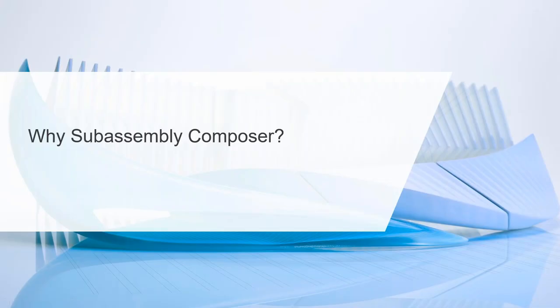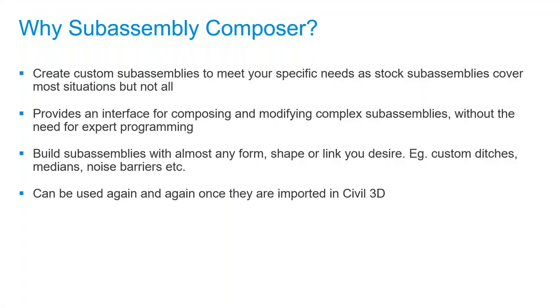So why Subassembly Composer? Well, one of the things that you need to realize is that there are a number of stock subassemblies that are shipped with Civil 3D, from everything that includes your generic links that give you a lot of flexibility inside your design, all the way through very complex rail assemblies, subassemblies, and assemblies that are included right out of the box. But while we do our best, we cannot cover all design situations. So what we need to do is give you the ability to modify the information that we've given you to improve your design scenario or improve the model that you're building.